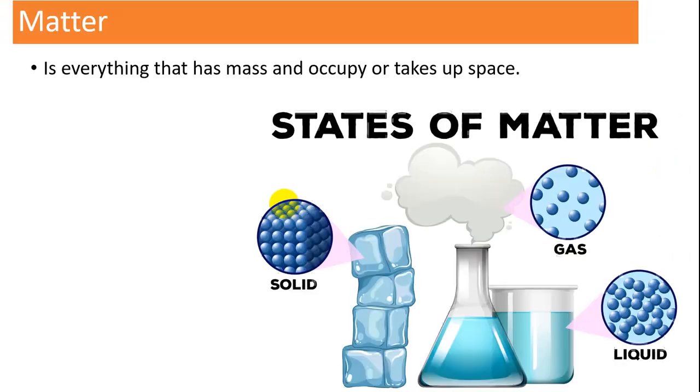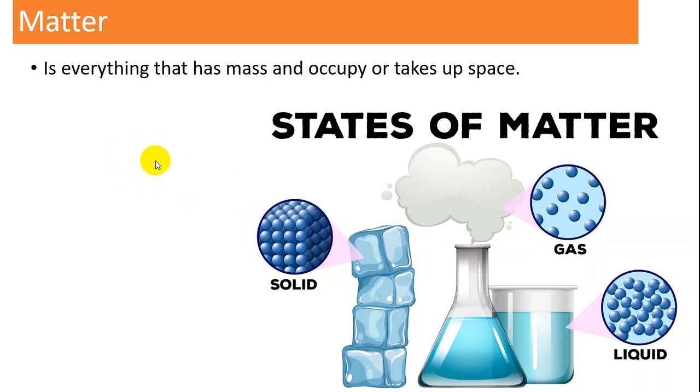So, firstly, we have to define what is meant by matter. Matter is everything that has mass and occupies or takes up space. Anything around us, like solid, liquid, gas, all of them are matter. Solid, liquid, and gas are states of matter. We have solid matter like a book, a tablet, a mobile. We also have liquid matter like water, juice, and so on. Gaseous matter like all gases around us, like nitrogen, oxygen, helium, and so on. So matter is everything around us that has mass and takes up space.